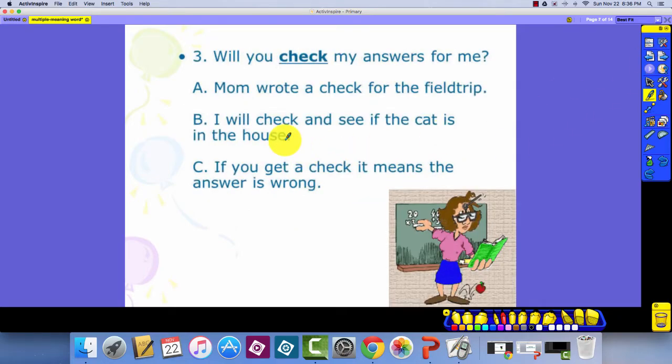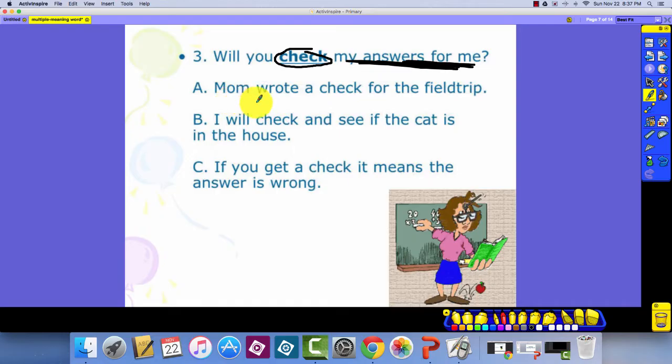Will you check my answers for me? Okay. So again, check, depending on how we use that word, can mean a lot of different things in a sentence. So we have to use the clues in the sentence to help us figure out what that word check means. So, will you check my answers for me? Okay, so I know she wants to see if her answers are correct or not. So let's see which option it is.